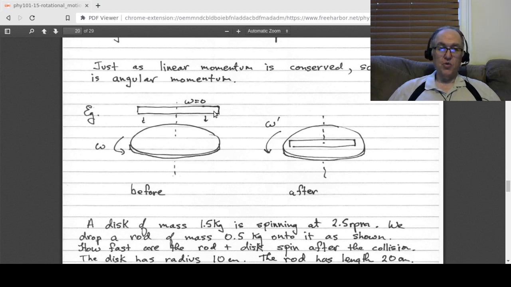So my before picture shows a rod which is not rotating at all. So it has no angular velocity, omega is equal to 0. And my disk is rotating, or it has some omega, which I give you a number down here. And then I drop the two together, and they might slide at first, but eventually they'll stick, and both the rod and the disk will be rotating together with angular velocity omega prime, that is, an angular velocity after the collision.